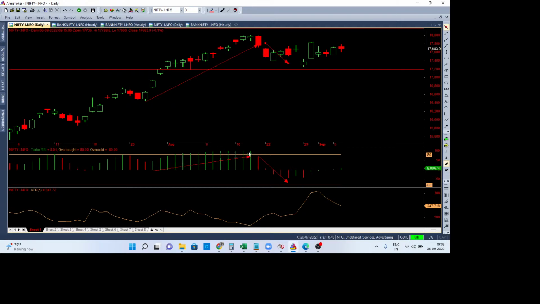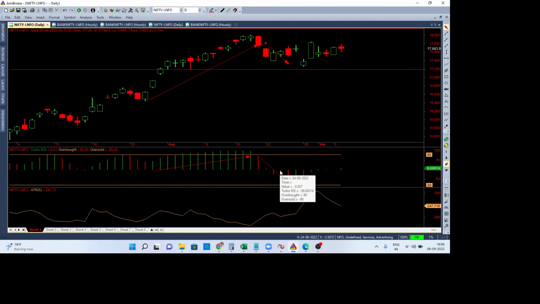Now this is one thing that I'll mostly be using to maintain my bias. Currently the bias is up. So one could be doing intraday activity, or maybe holding positional longs, as long as the sentiment is holding positive over here. All right.